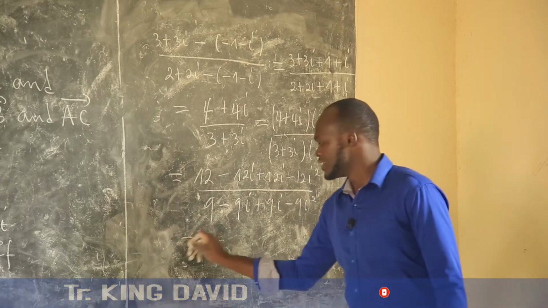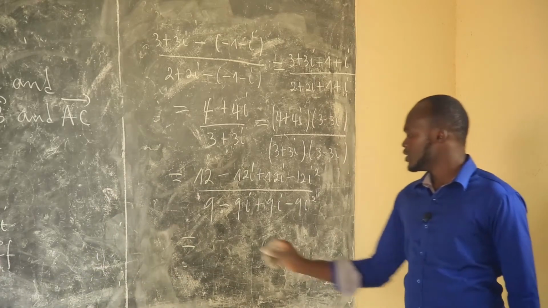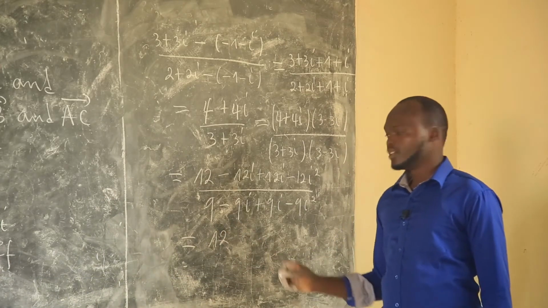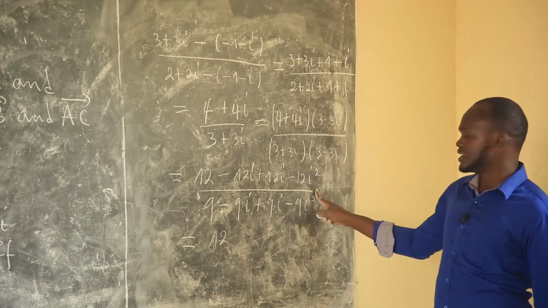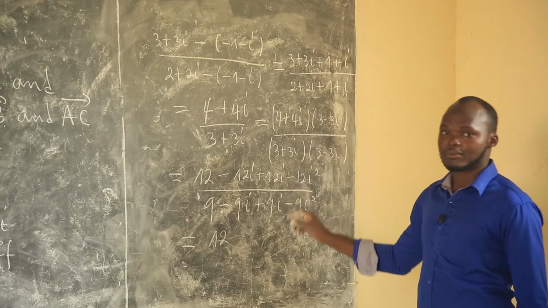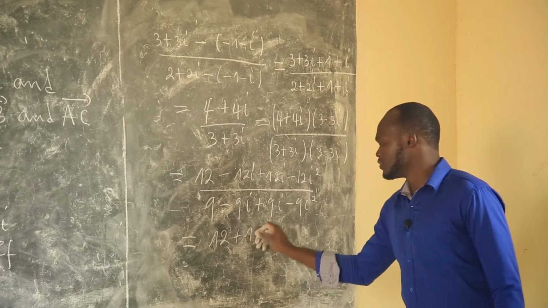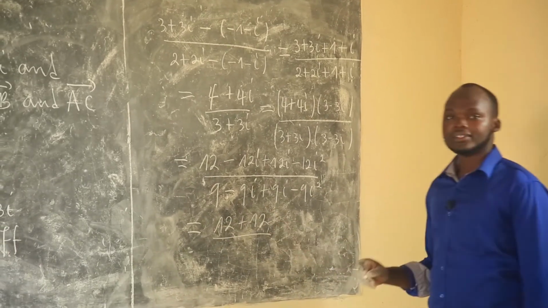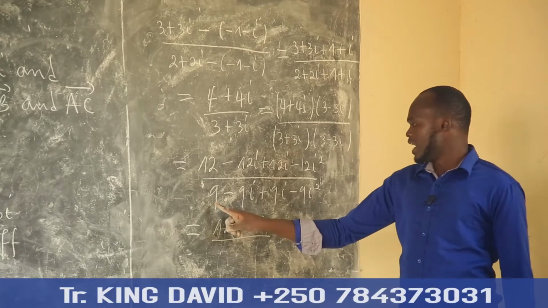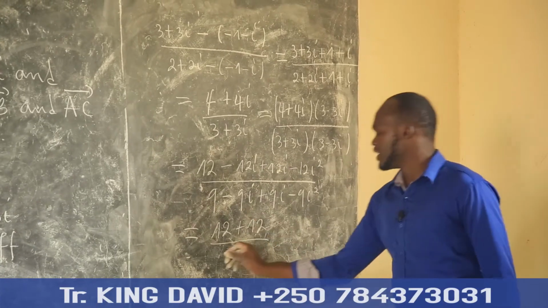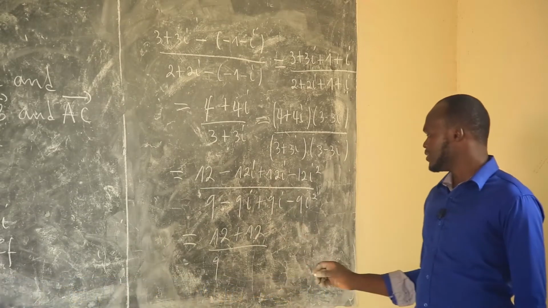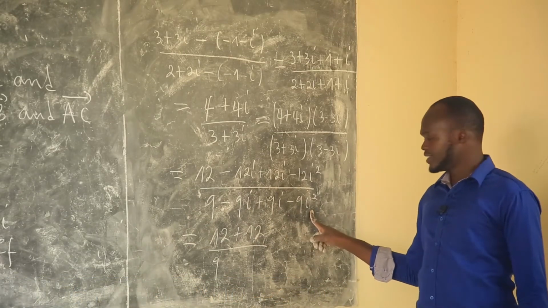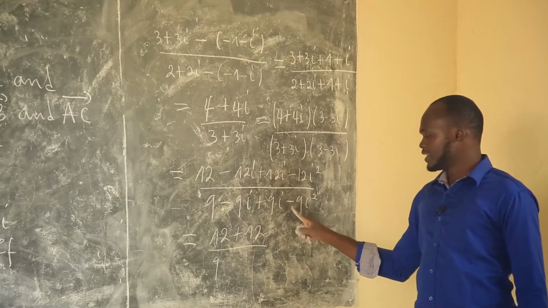So finally, the answer is 12, negative 12i plus 12i, that is 0. i squared, that is negative 1. Negative 1 times negative 12 becomes positive 12. Divided by 9, negative 9i plus 9i, that is 0. i squared is negative 1, and negative times negative becomes positive.